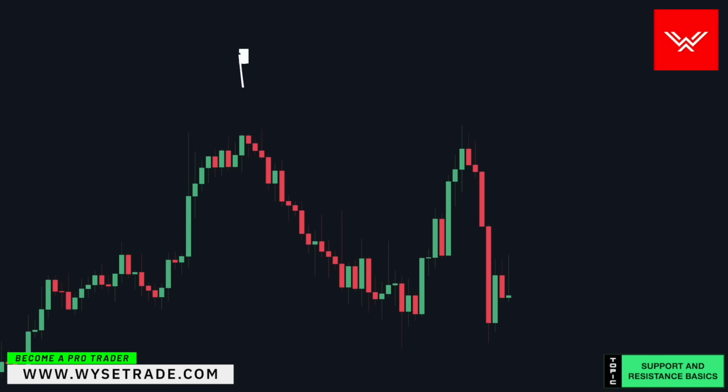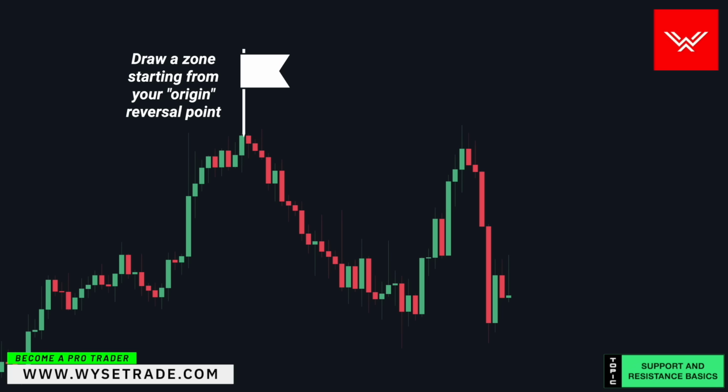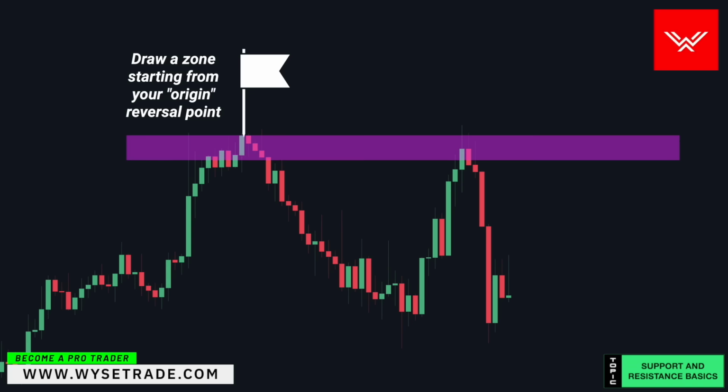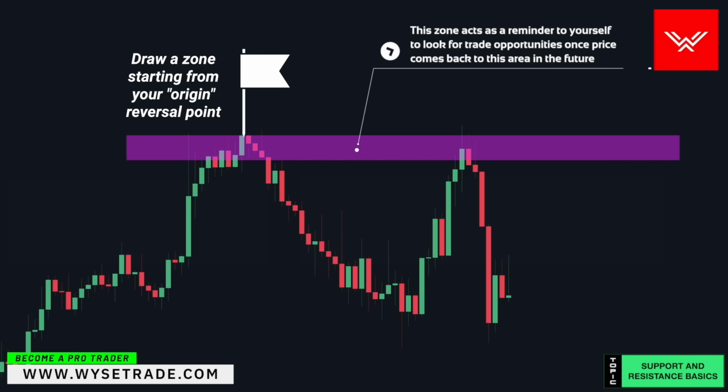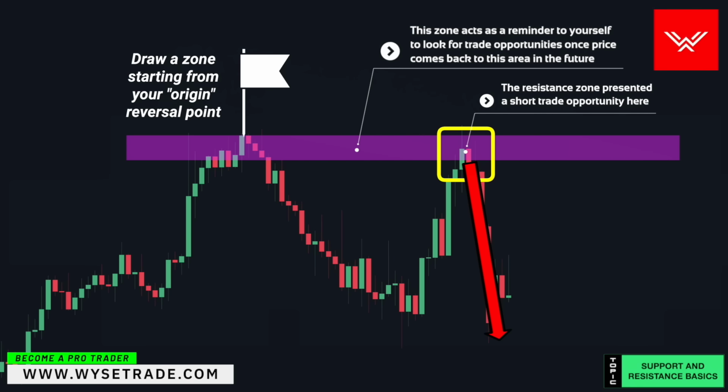Now what you do is you draw a rectangle zone from where the last reversal occurred and stretch it far out to the right. This zone acts as a reminder to yourself to look for trade opportunities once price reaches this area, such as right here, which presented a short trade opportunity.